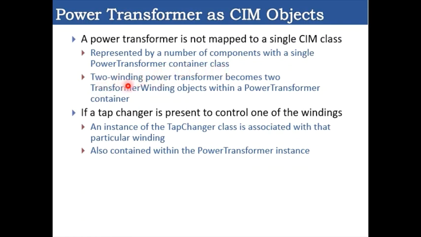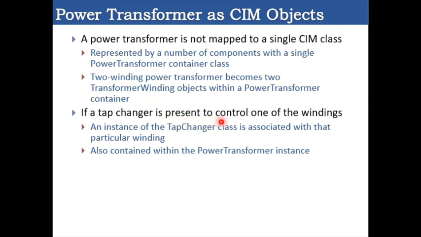Since we are considering in this example a two winding transformer, we will have two transformer winding objects which will represent the windings of the transformer independently, and then those will be housed within the power transformer container. Now we are also seeing that there is a tap changer.